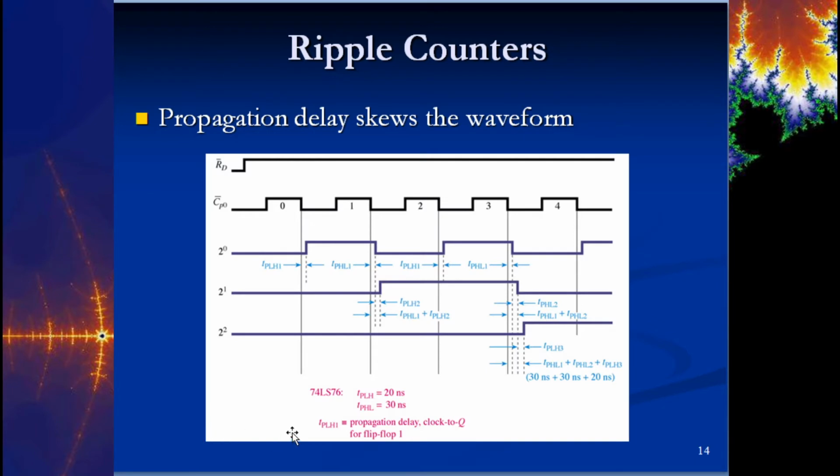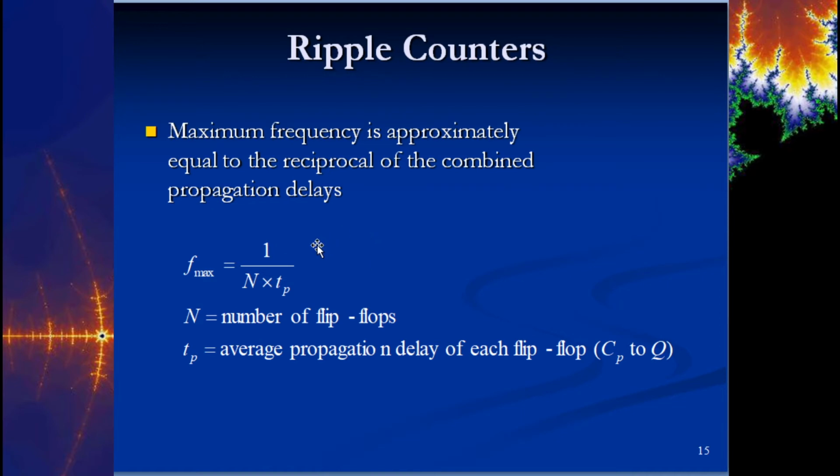In the previous example that we've been working through here, the low to high is 20 nanoseconds, the high to low is 30, so that's an average of 25 nanoseconds. So if I'm working through this, the maximum frequency for something with 3 flip-flops would be 1 over 3 times 25 nanoseconds. So 1 over 75 nanoseconds. And if I plug that into my calculator real quick, 1 divided by 75e negative 9 gives me 13.3 megahertz.